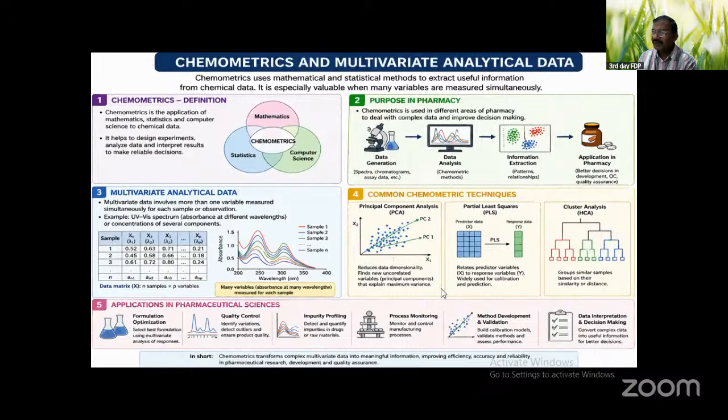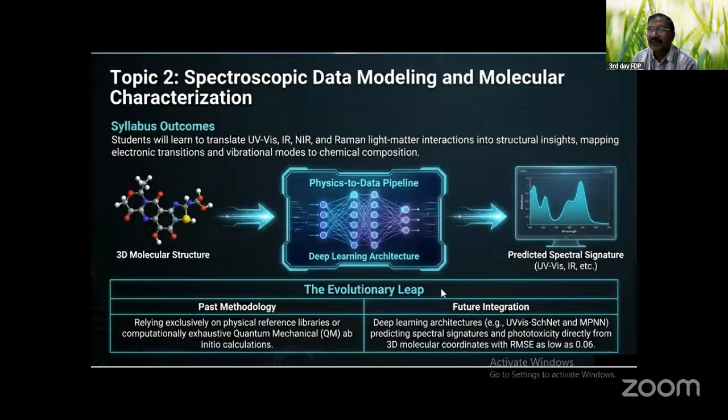The fifth one is method development and validation. Then finally, data interpretation and decision making will be obtained, thereby converting the complex data into useful information for better decisions. Shortly said, chemometrics transforms complex multivariate data into meaningful information, improving the efficiency, accuracy, and reliability in pharmaceutical research, development, and quality assurance.